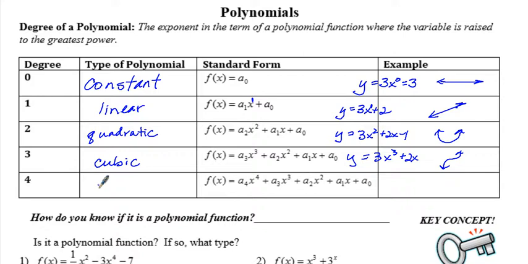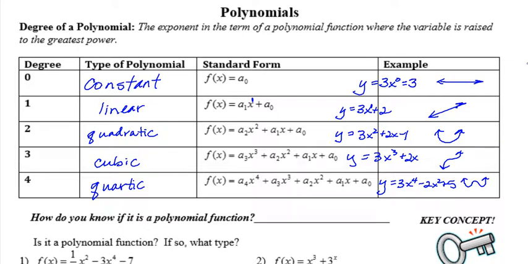A degree of 4 is called a quartic. The highest power is 4. And we can have any number of terms in here. Let's make 3x to the 4th minus 2x squared plus 5. It really doesn't matter as long as the highest power is a 4. That's a quartic. Quartics look like this, and we'll explore that a little more later in the lesson, but that's what those look like.